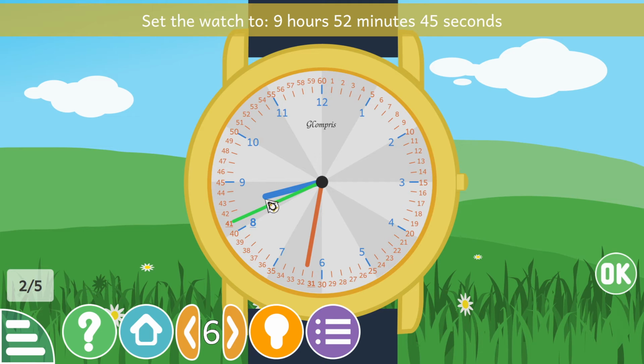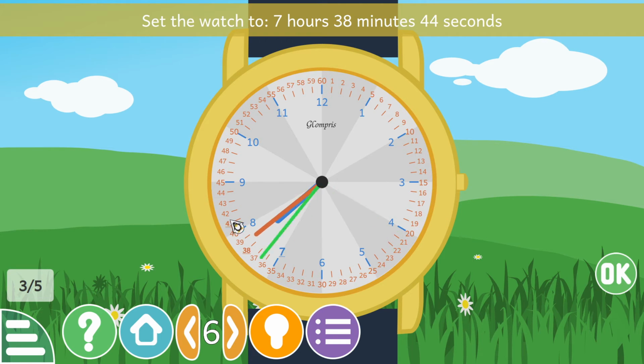So 9, then 52 and 45 seconds. So I'll drag that up and then we should be right to go. You normally wouldn't set your hand watch to be this precise. You might in military ways to synchronize watches, but then they might just say when I call the time, it will be this. But day to day, going to this level of detail shouldn't be required.